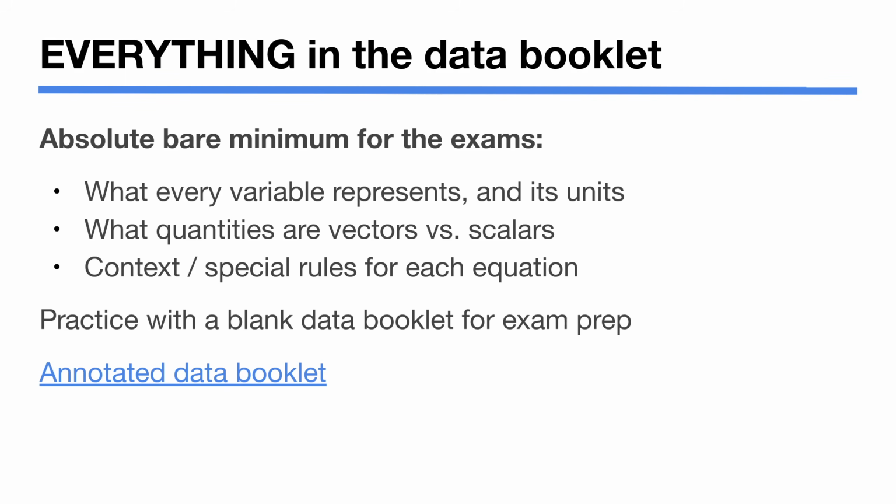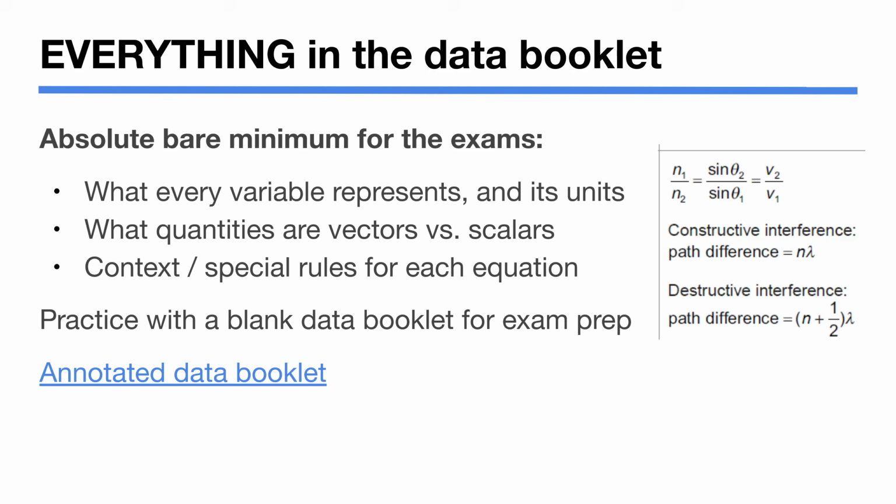I do have a little annotated data booklet that you can check out, which can help you study if you want to double check and make sure you got all the little details down. Make sure you're practicing with the blank one. So, for example, we got a couple different n's here. They mean totally different things. You want to make sure you know what's what, so you're not stressing about it on the test and you know exactly where to go.